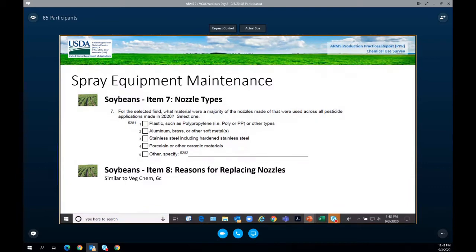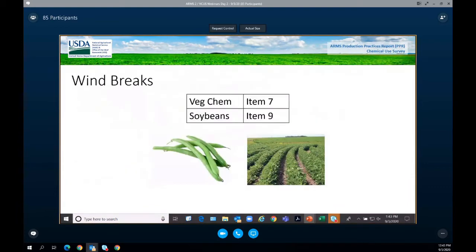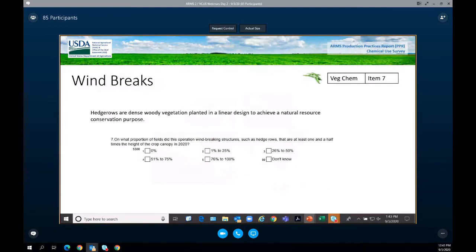Let's go on to some questions about windbreaks. Windbreaks, like hedgerows, don't affect the possibility of drift, but they can reduce damages from it, either by acting as a natural inter- or intrafield barrier.